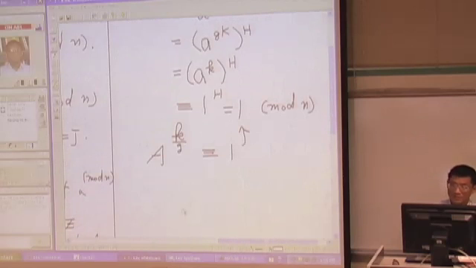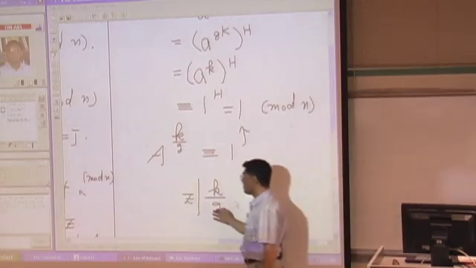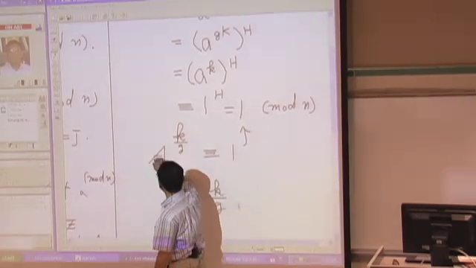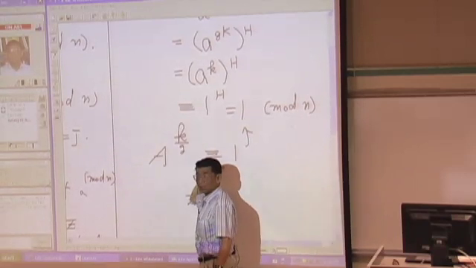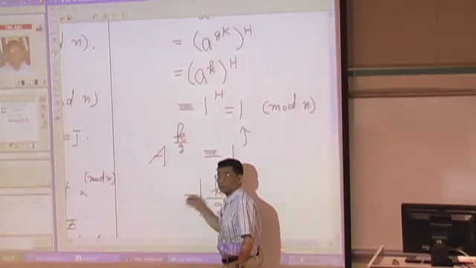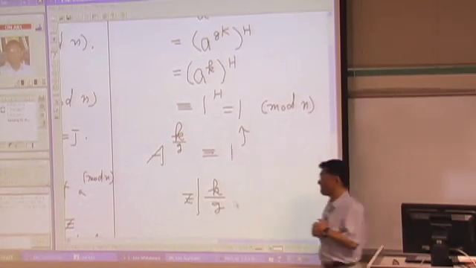So because of this reason, the order Z divides K over G. Do you see it or not? If you don't see it, ask. By theorem 1, if a to the power of h is 1, then h is divisible by the order, by the property that I proved in theorem 1.8.1.